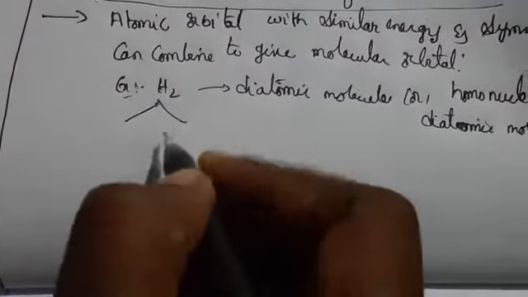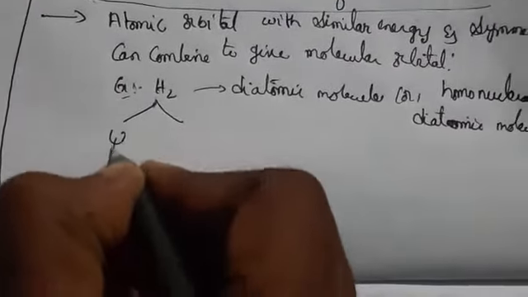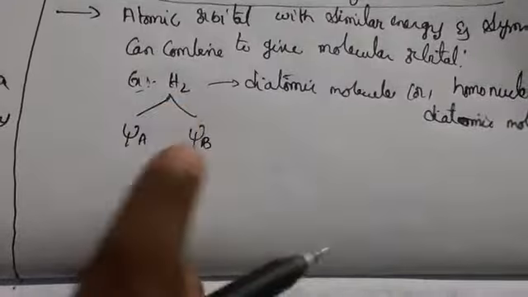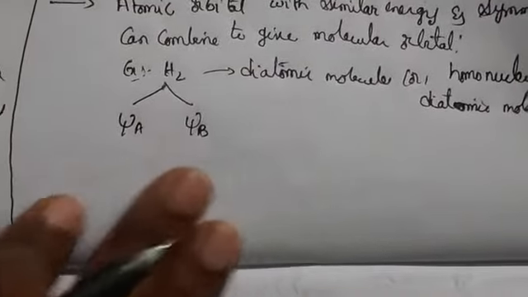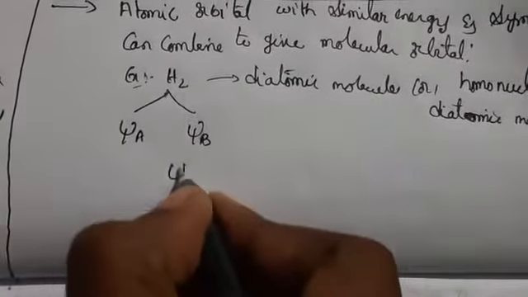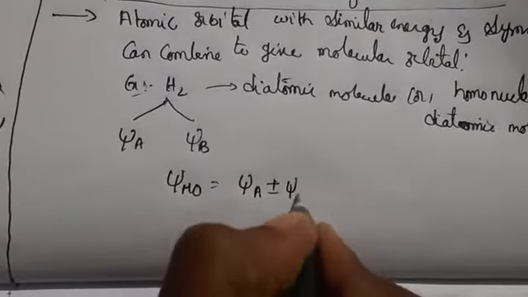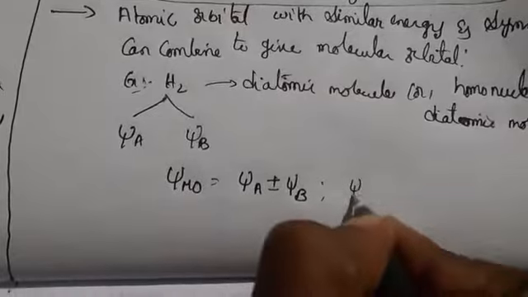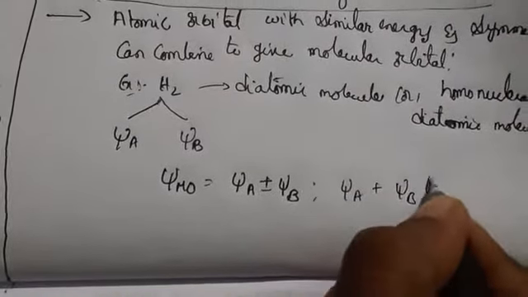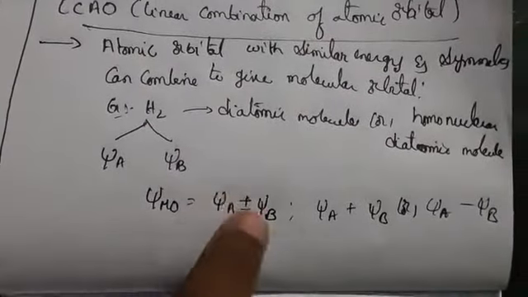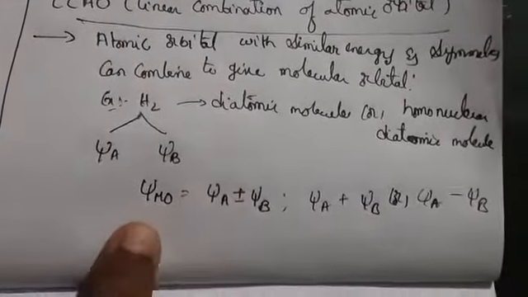So these atoms will be represented as Psi A and Psi B. According to the linear combination, the molecular orbital Psi MO is equal to Psi A plus or minus Psi B. So it may have Psi A plus Psi B or Psi A minus Psi B. As per the definition I told you, atomic orbitals with similar energy, having the same energy and symmetry, will combine to give a molecular orbital.